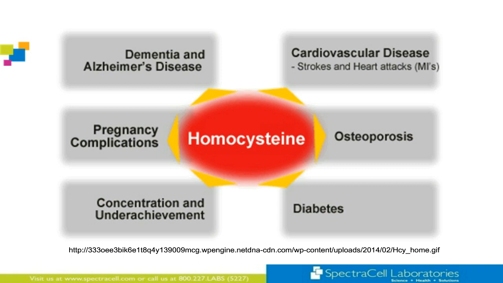And in children, we're beginning to see high homocysteine levels with concentration problems and underachievement. That link, again, gets back to the implications of high homocysteine being the marker of inflammation, regardless of whether it's heart or brain or bone, to be looking at homocysteine as an inflammatory marker.